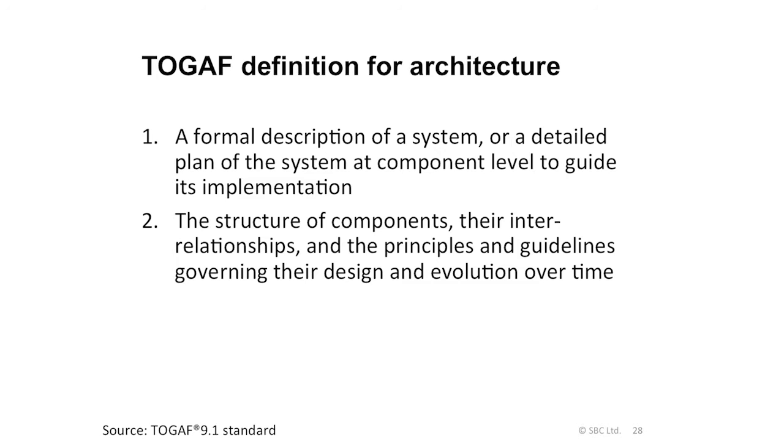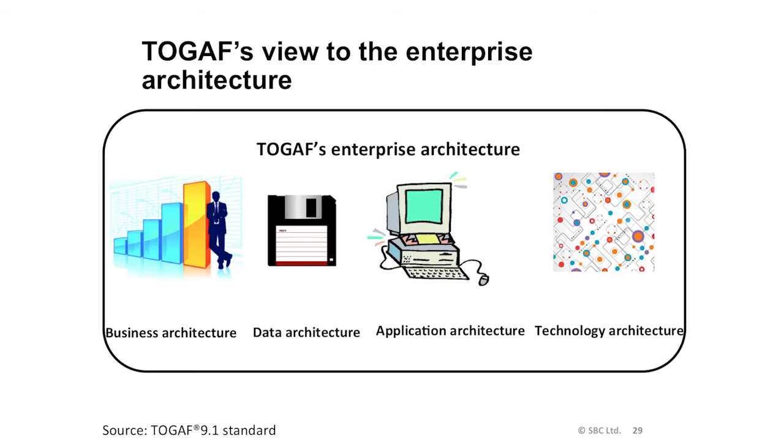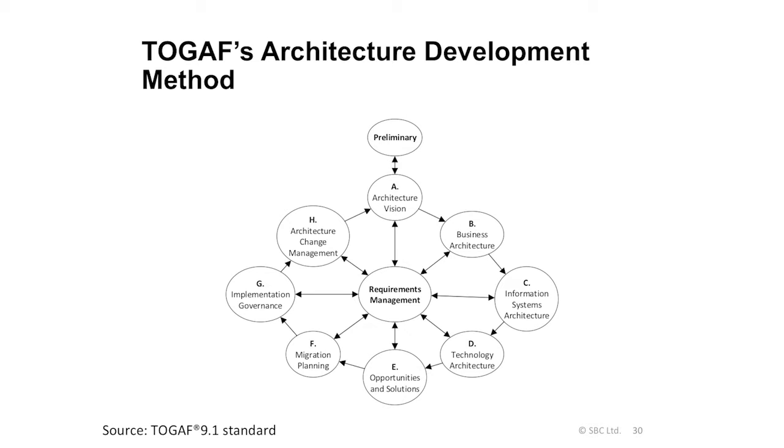For TOGAF, the word architecture has two meanings depending upon the context. Firstly, it is a formal description of a system or a detailed plan of the system at component level to guide its implementation. And secondly, it is the structure of components, their interrelationships, and the principles and guidelines governing their design and evolution over time. TOGAF is designed to support four commonly accepted architecture domains: the business architecture, the data architecture, the application architecture, and the technology architecture. The most important part of TOGAF is the architecture development method, known as ADM.